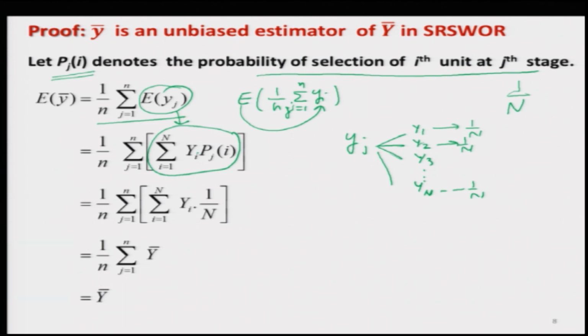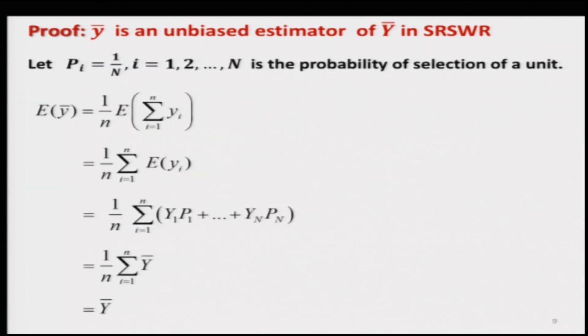So in the next step this Pi will be replaced by 1 upon N, and we have the quantity inside the bracket as the sum over i goes from 1 to capital N of Yi into 1 upon N, and you can see this quantity is nothing but your population mean. So this becomes 1 upon n summation j goes from 1 to small n times Y bar, that is n times Y bar upon n, which is the same as capital Y bar. So this proves that in case of SRSWOR, the sample mean y bar is an unbiased estimator of the population mean capital Y bar.